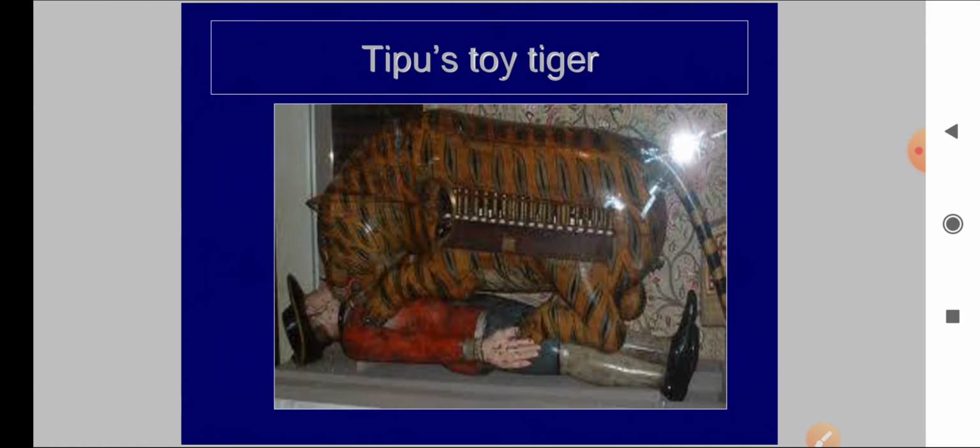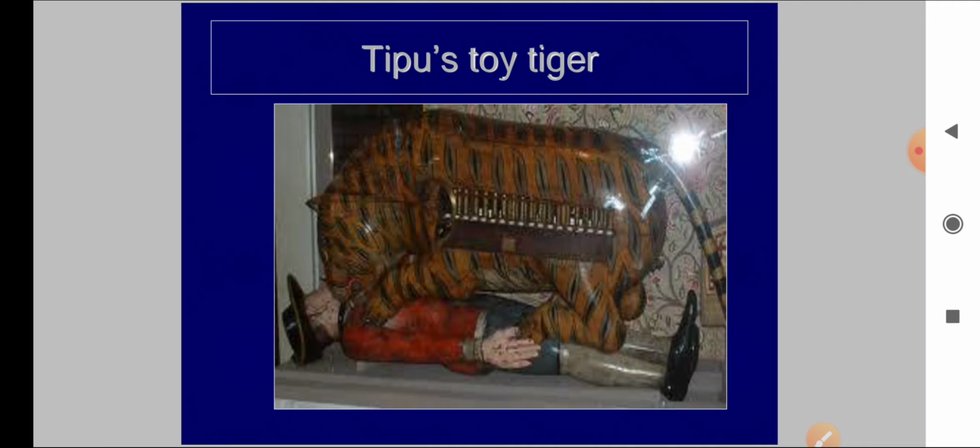Mysore kingdom was declared an independent kingdom by Hyder Ali, father of Tipu Sultan, in 1761, and from 1761 to 1782 Hyder Ali ruled. He fought two wars with the Britishers, and he was considered a powerful ruler of Mysore, but in the second battle he died. So that battle was continued by his son Tipu Sultan.